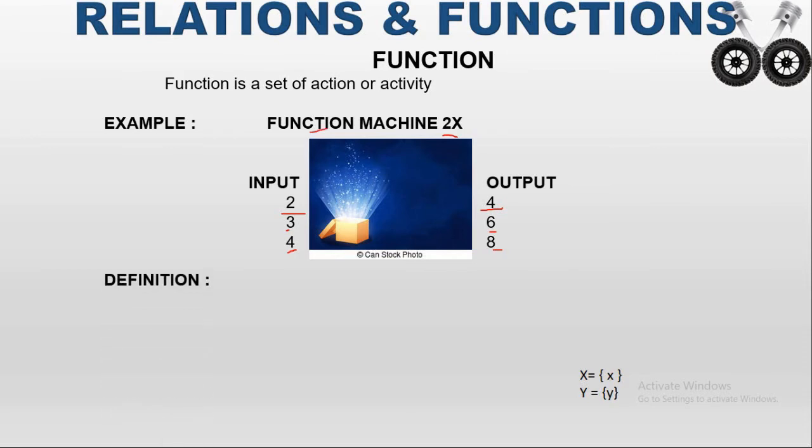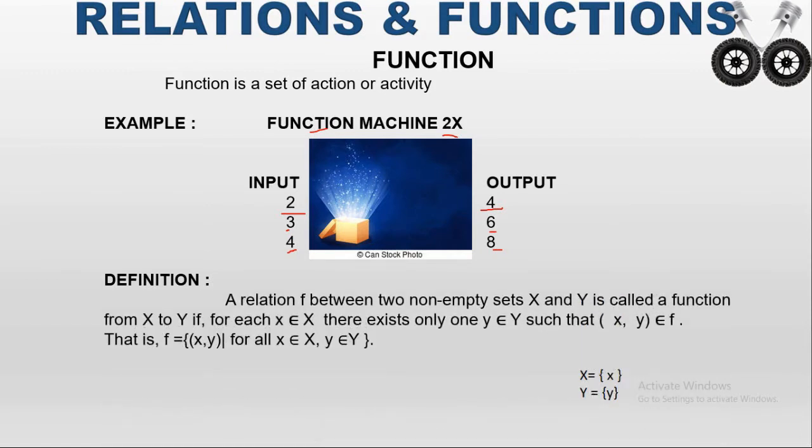Next is a definition. Take two non-empty sets, capital X and capital Y. Capital X contains some element, small x, and capital Y contains some element, small y. Then we say each element in X is assigned to one element in Y. Then we say f is a function from X to Y. It is denoted as f = (x, y), such that for all x belonging to capital X and y belonging to capital Y.